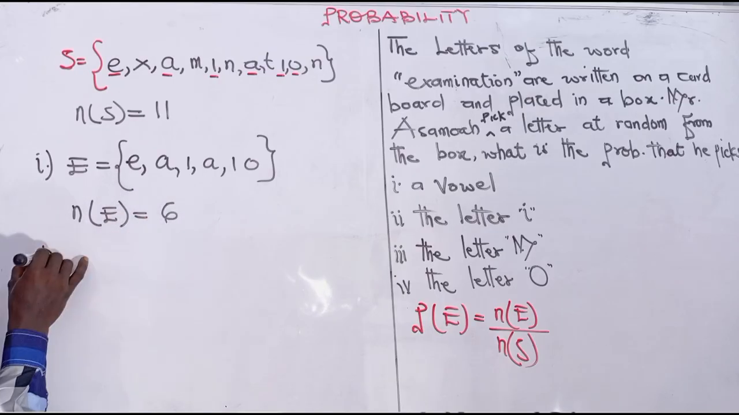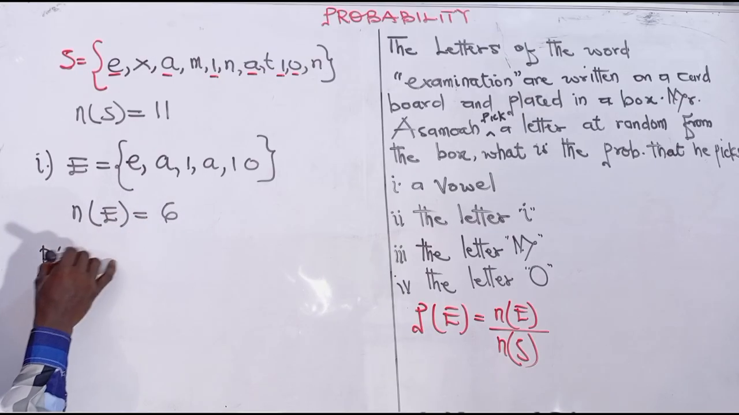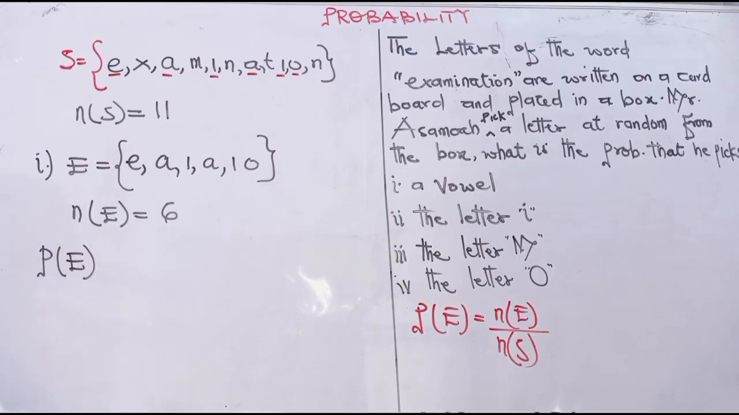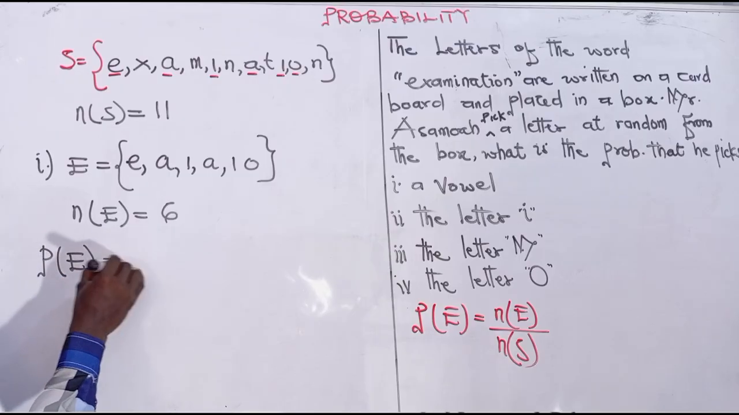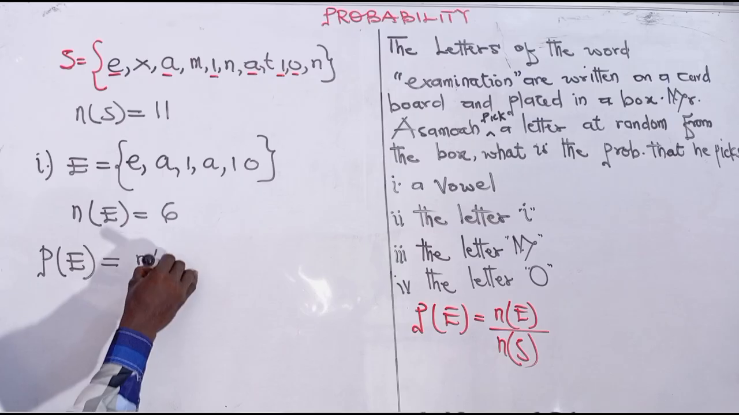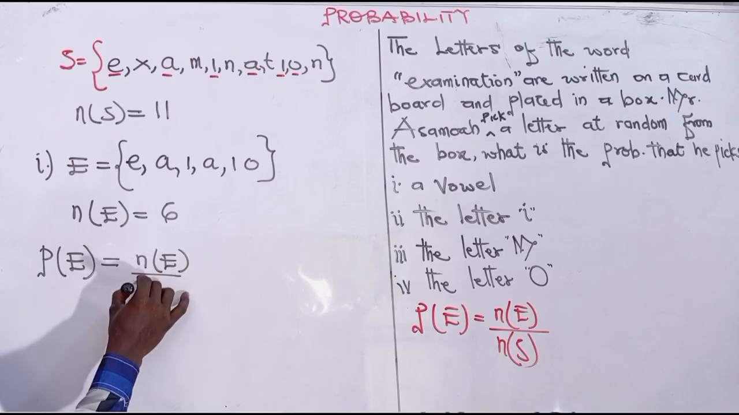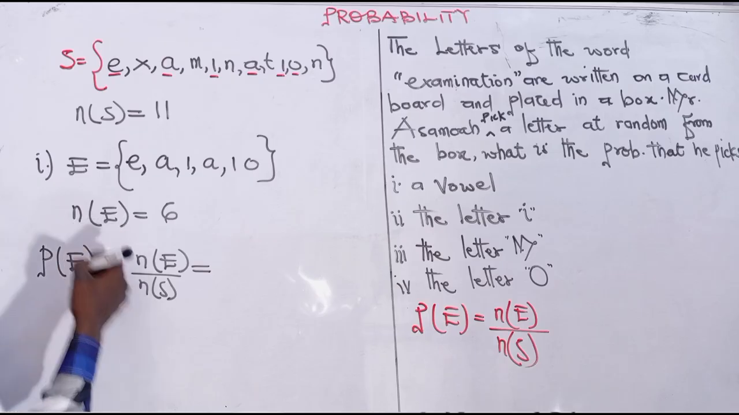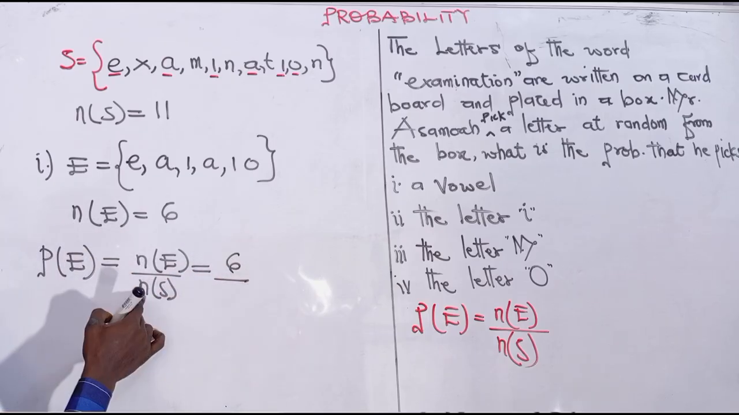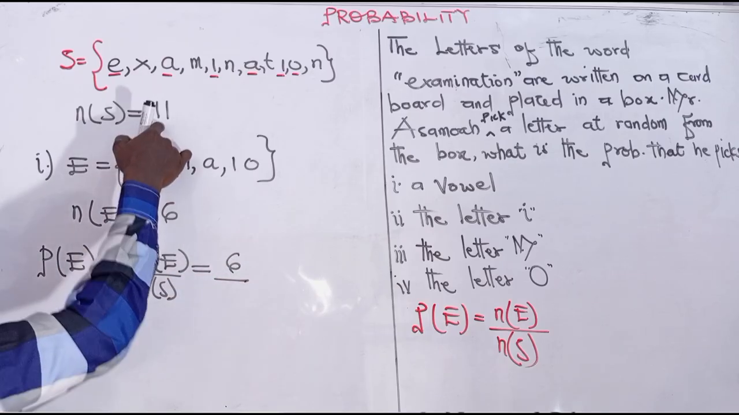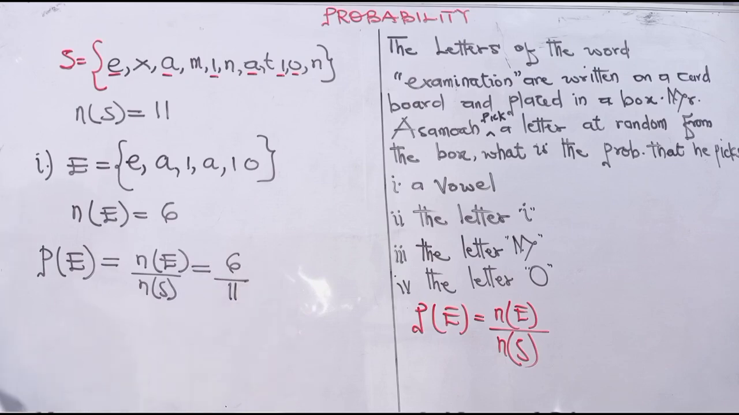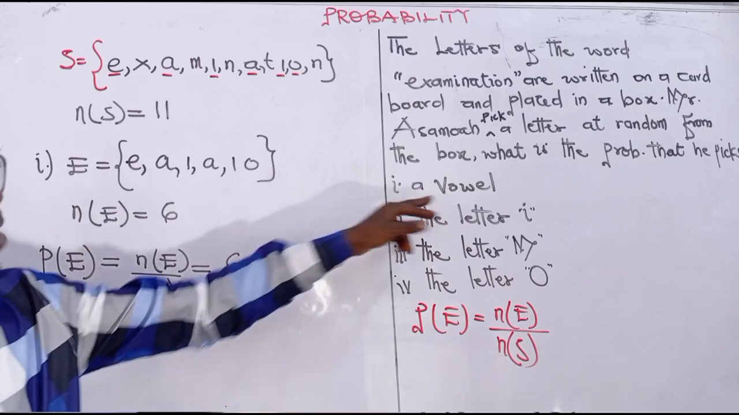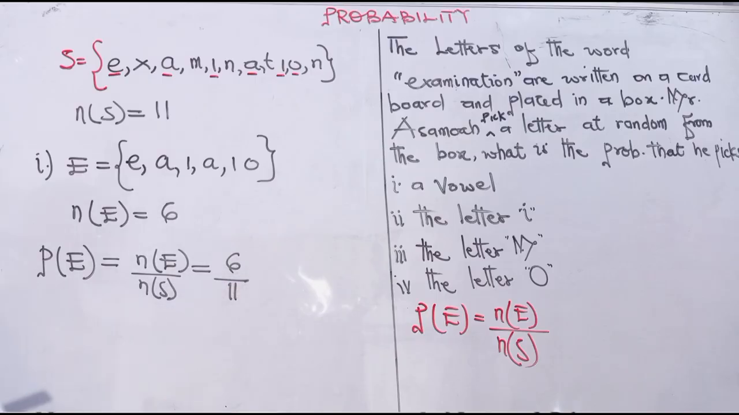The probability of obtaining a letter which is a vowel is given by the number of outcomes in the event all over the number of outcomes in the sample space. Number of outcomes in the event we have 6. Number of outcomes in the sample space we have 11. The probability of picking a letter which is a vowel is 6 over 11.